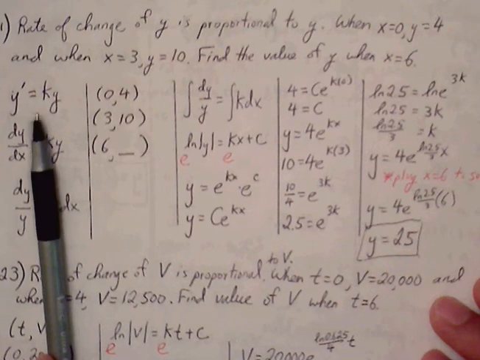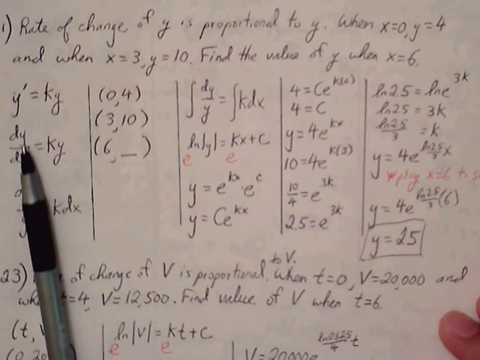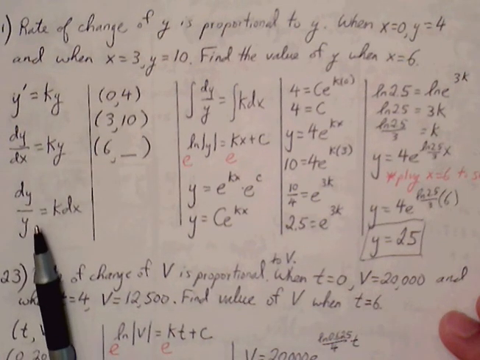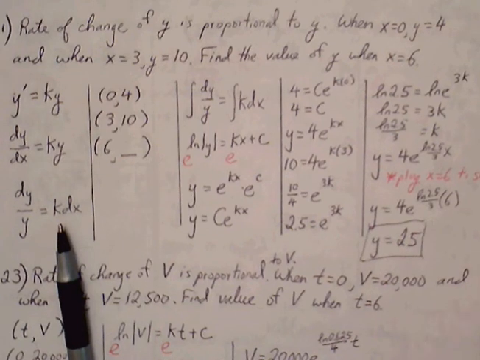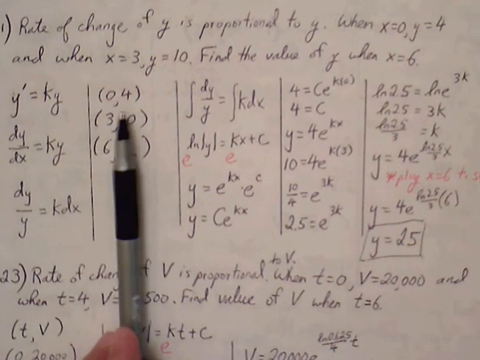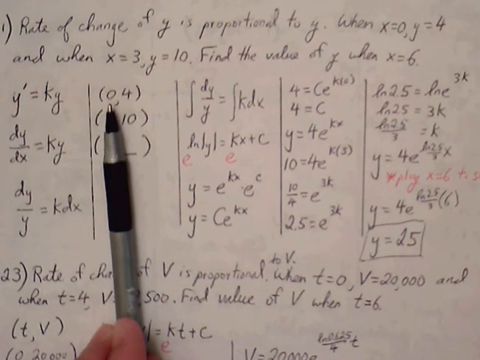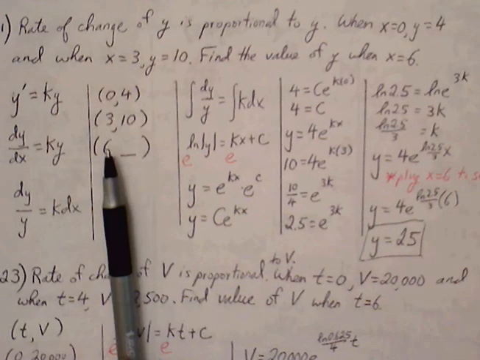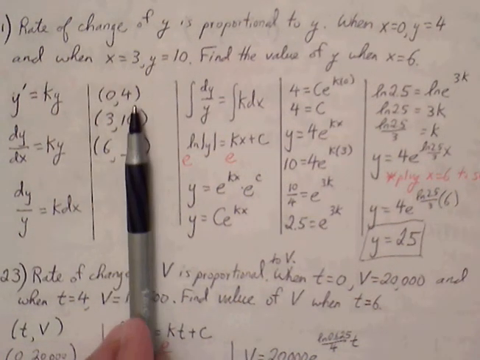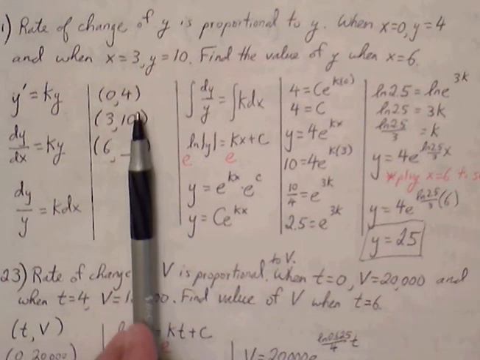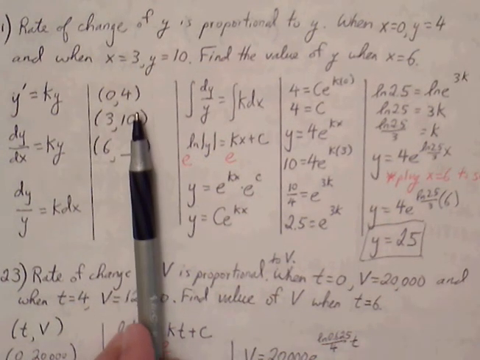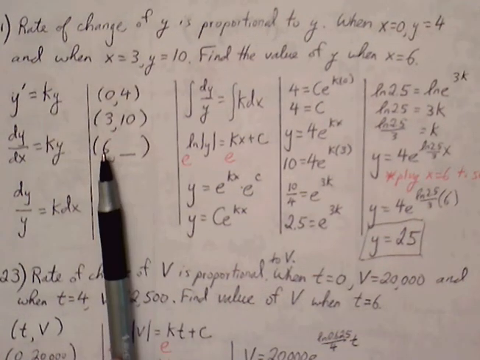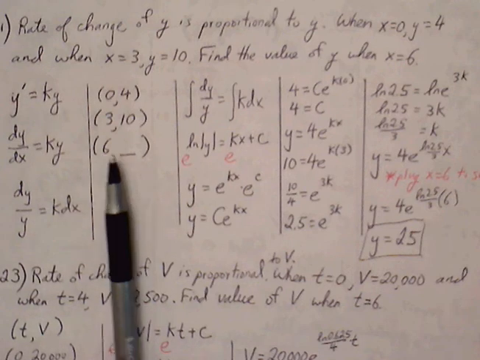This is with respect to x, so we're going to rewrite y prime as dy over dx and separate the variables. dy over y is equal to k dx. And we can also list out the ordered pairs before we go any further. So we know the ordered pair (0, 4), we know the ordered pair (3, 10), and we're looking for y when x is equal to 6. These two known ordered pairs will help us solve for c and solve for k.